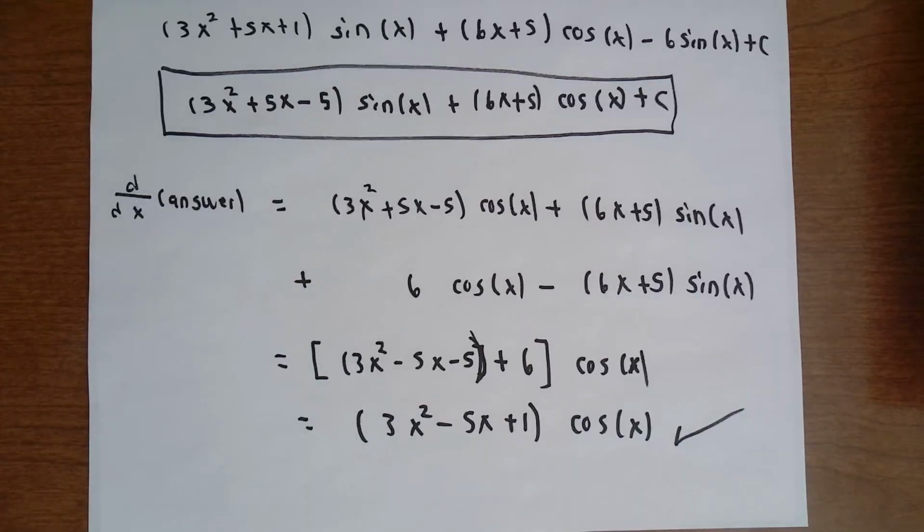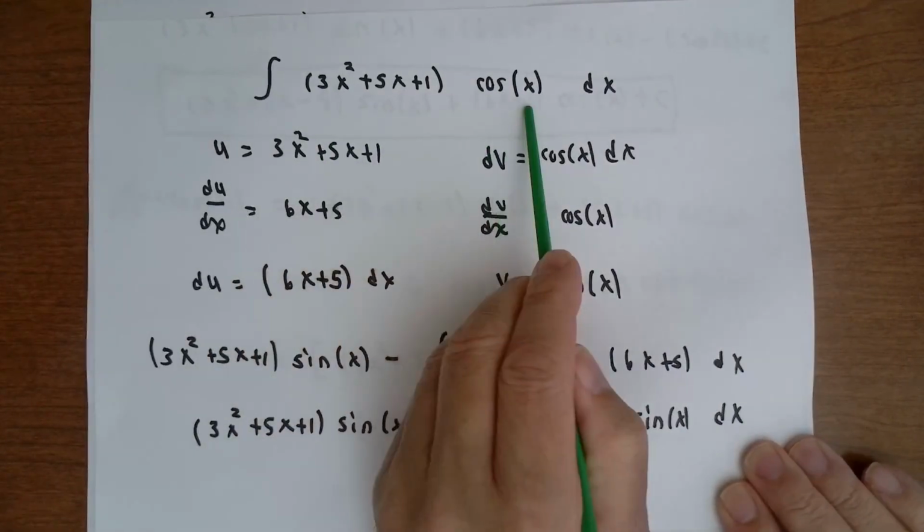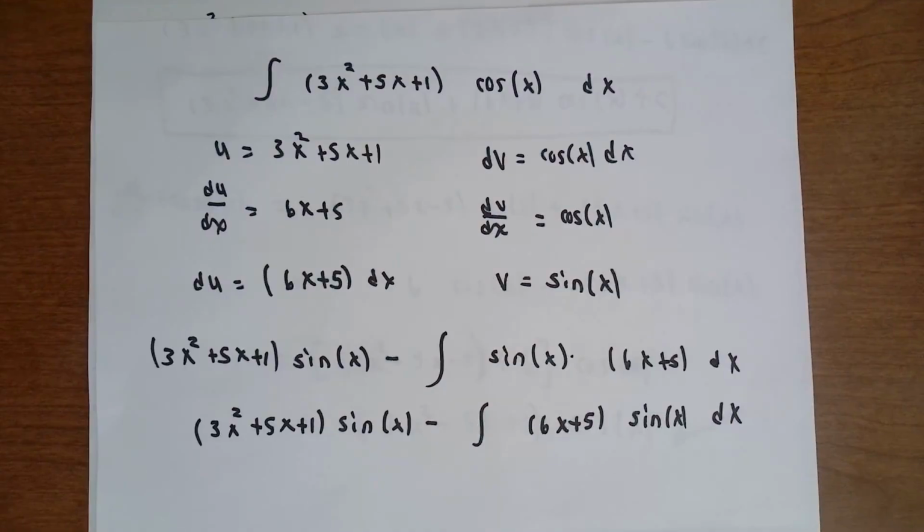So finally, having done all the algebra, the derivative of my alleged answer is 3x squared plus 5x plus 1 multiplied by cosine x, which is what it's supposed to be. So 2 applications of integration by parts, being very careful about the plus and minus signs and the grouping symbols, has produced the correct answer.